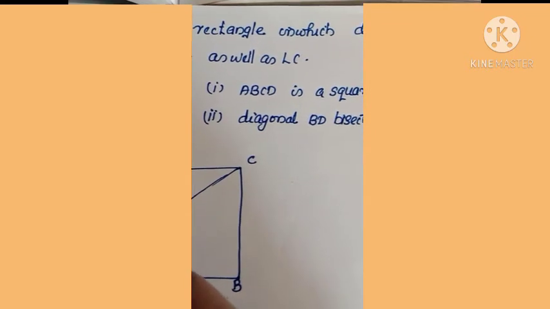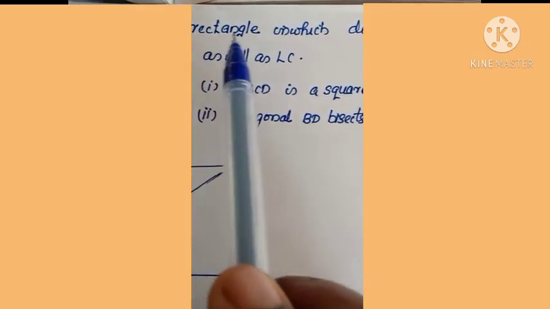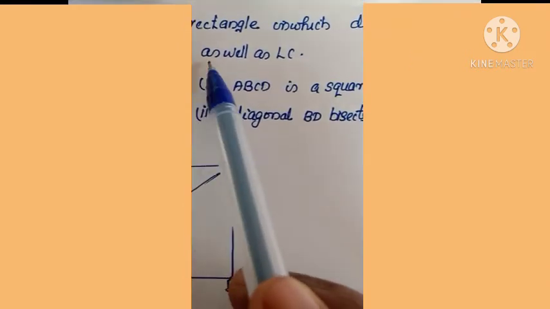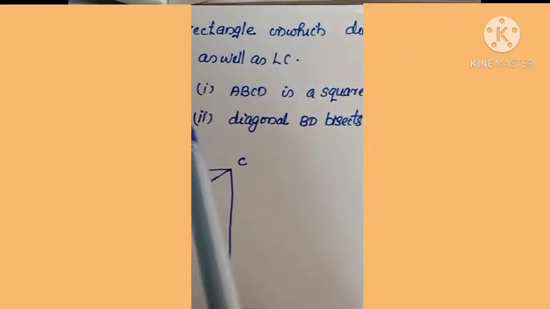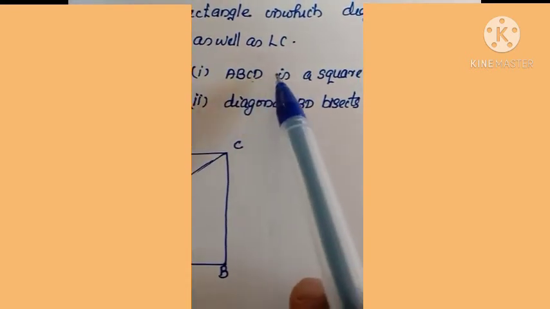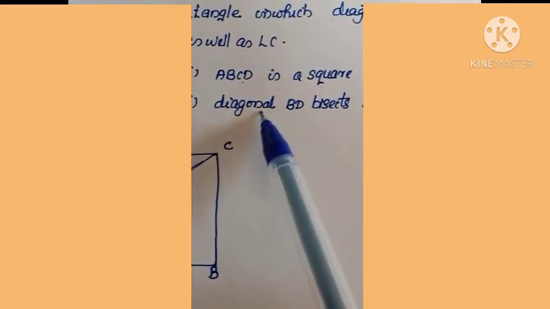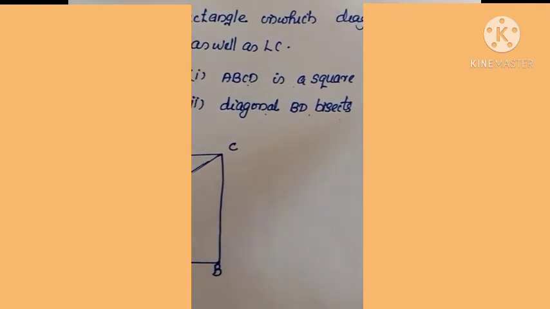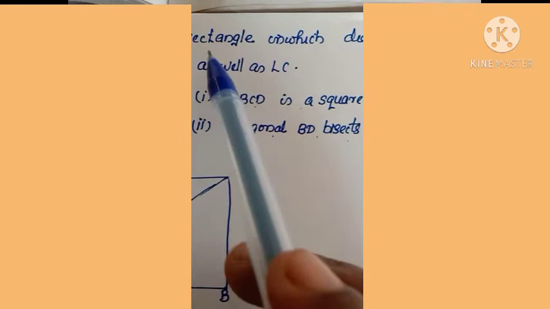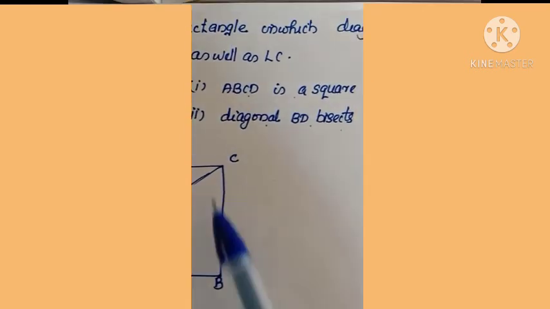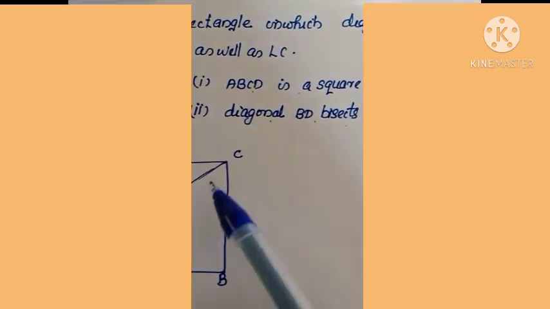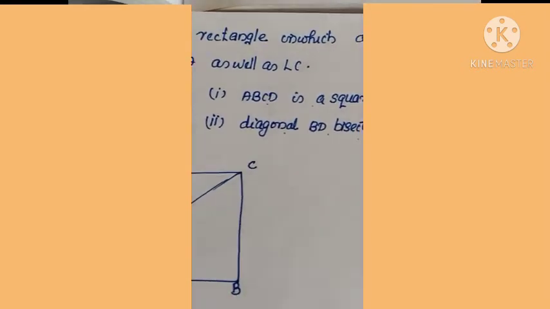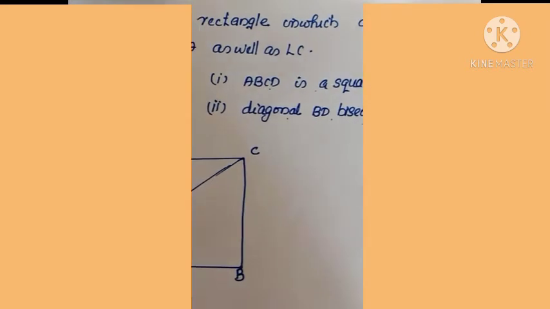8.1 question number 8. ABCD is a rectangle in which diagonal AC bisects angle A as well as angle C. Show that ABCD is a square and diagonal BD bisects angle B as well as angle D. So listen to the question. ABCD is a rectangle. And diagonal AC bisects angle A and angle C. Bisects means divided into two equal parts.